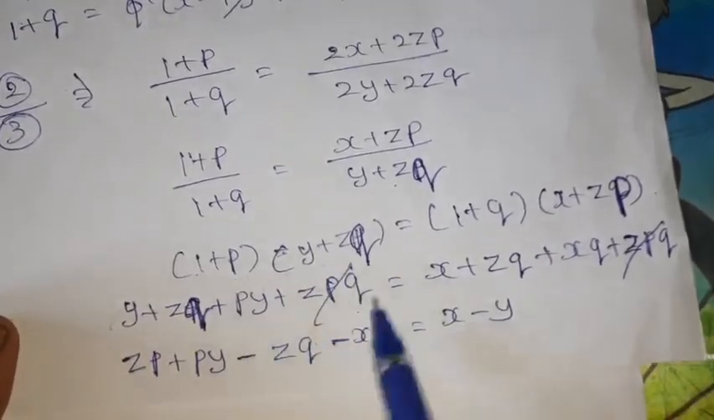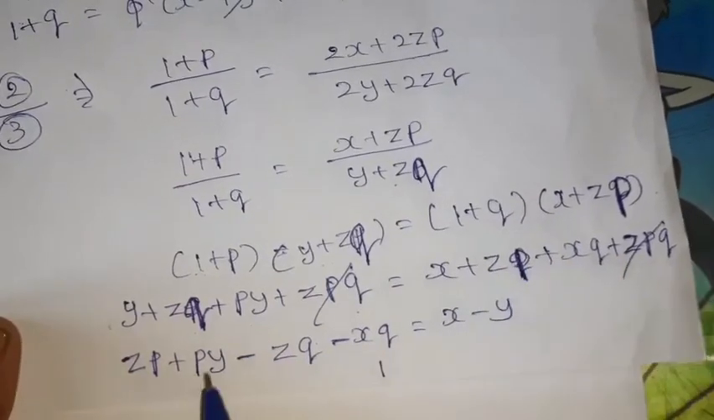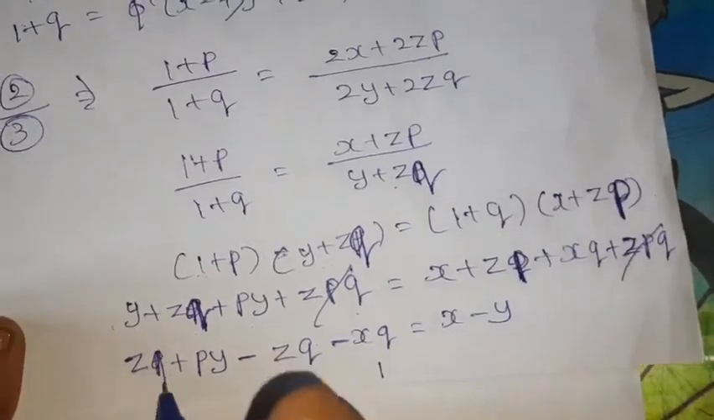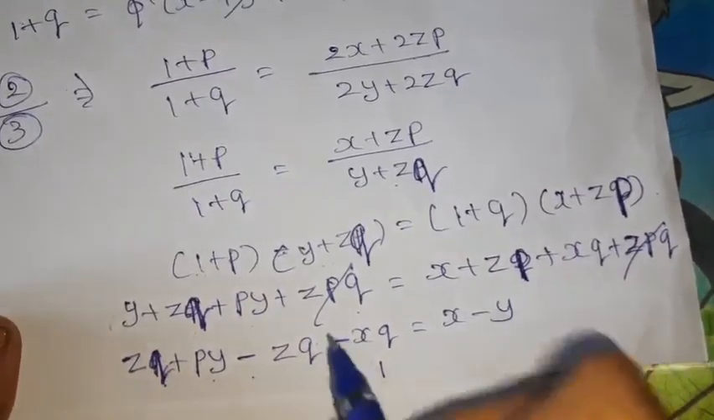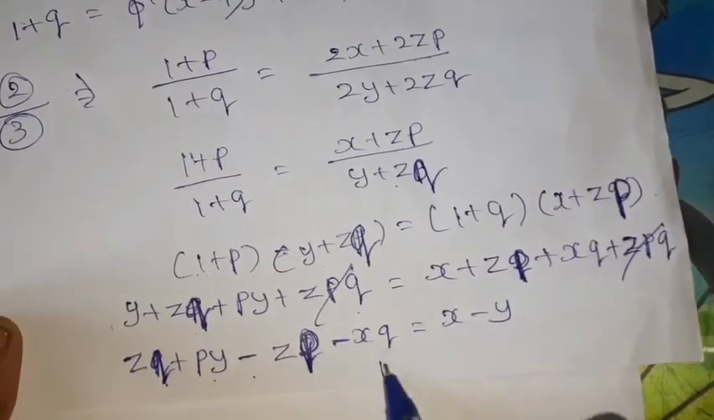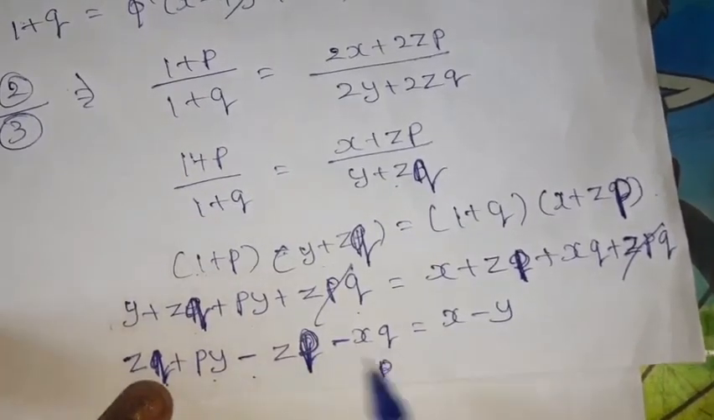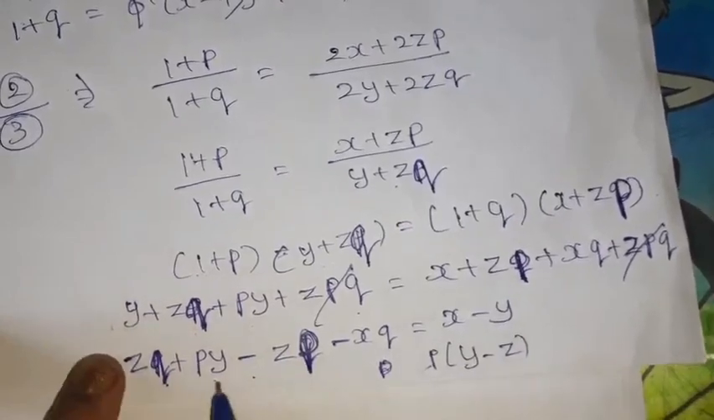Again x plus zp, so zq plus py minus zp minus xq. So when we take p as common, what will we get? y minus z, this term. In this term, y minus z.